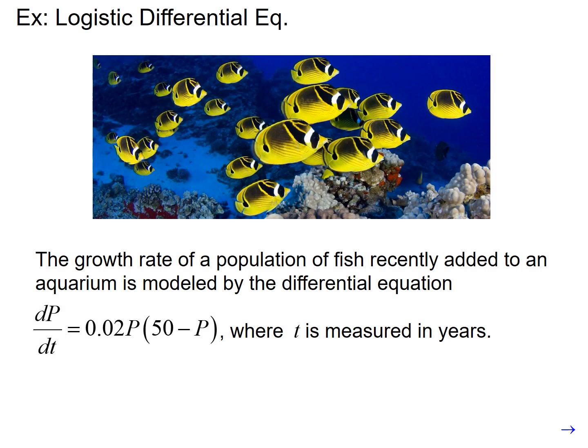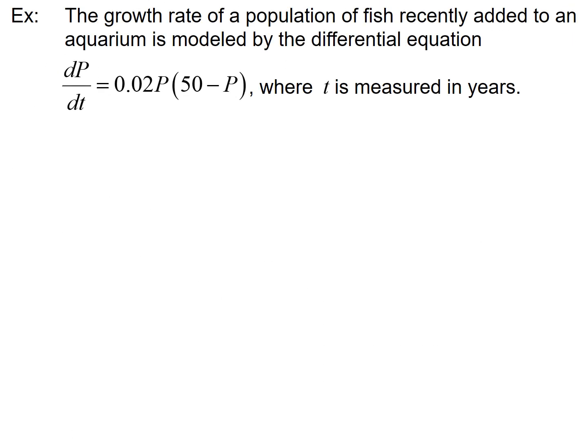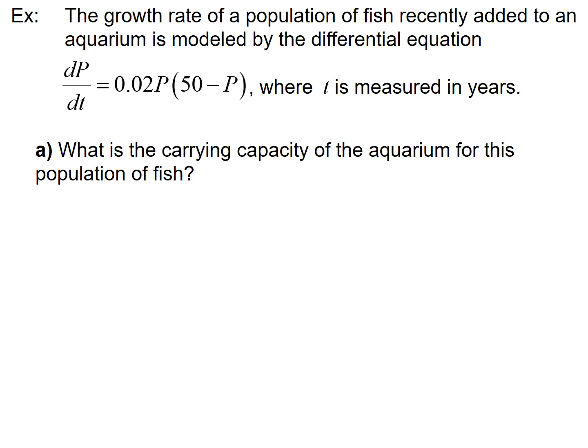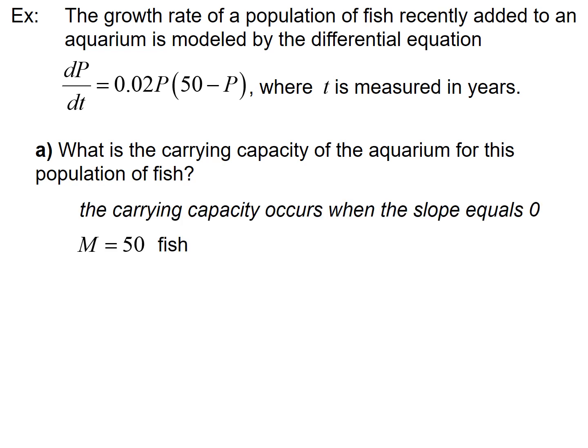Okay, we have a group of fish that grows logistically. Here's the differential equation. What is the carrying capacity? Well, we know that the carrying capacity is the value that's going to give us a rate of growth of 0. So if I analyze this formula up above, I have that 50 minus P portion right there. If P equals 50, my rate of growth is 0. So when M equals 50, I'm at my carrying capacity.